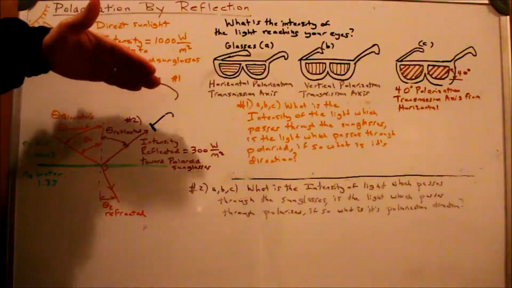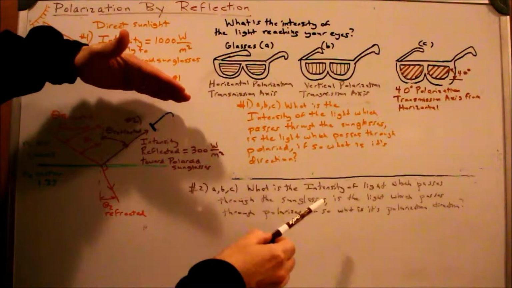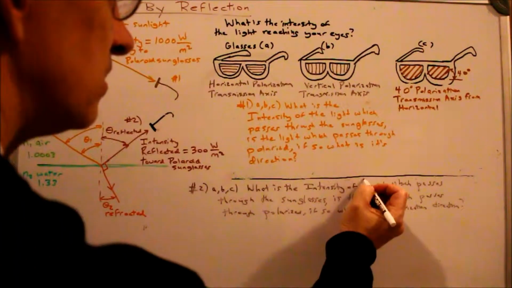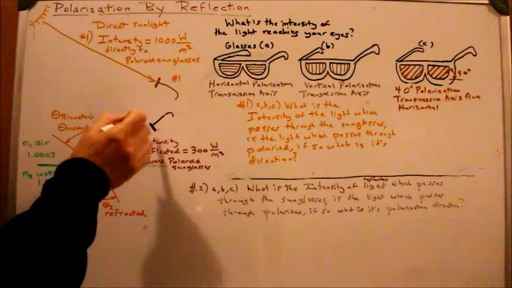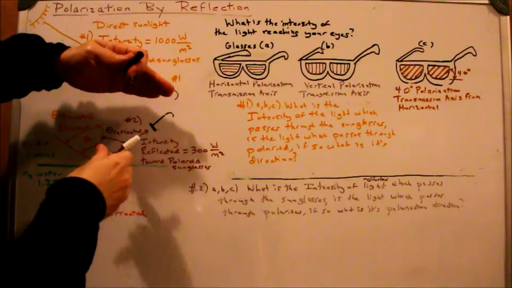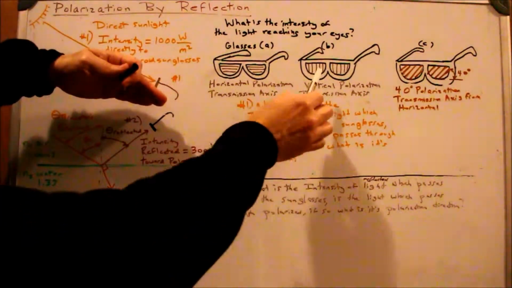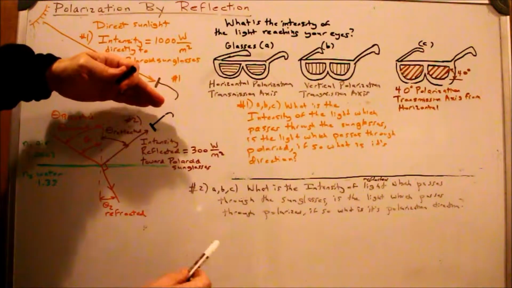And for this part 2, let's assume that we're just talking about the intensity of the reflected light. So let's not consider any direct light which may go through those sunglasses. So what's the intensity of this reflected light only, which passes through sunglasses A, B, or C? A, B, and C, so 3 different answers for 3 different intensities.